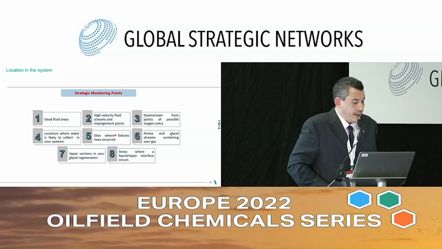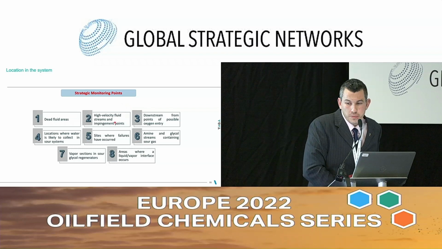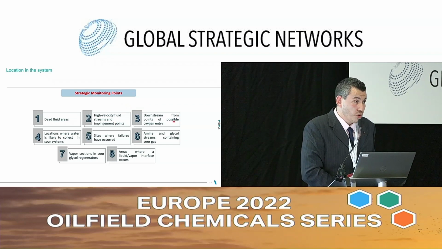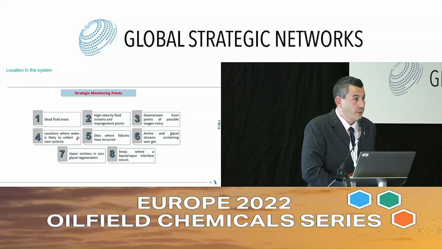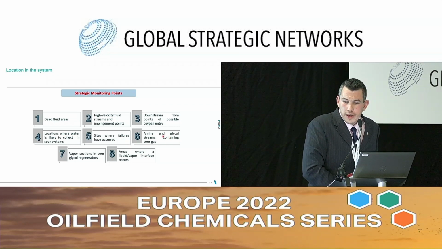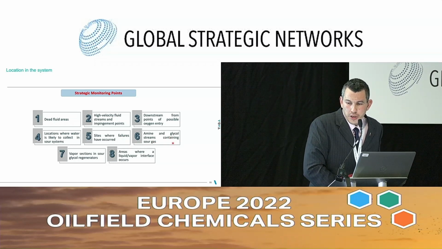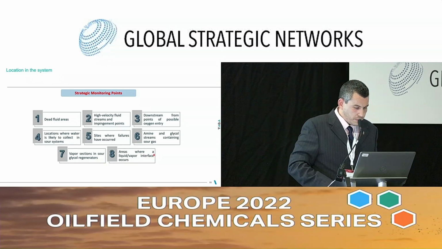As a general guideline, we want to install them where we have dead fluid areas, high velocity fluid, downstream of points of possible oxygen entry, locations where water is likely to collect in sour systems, sites where failures have occurred already, amine and glycol streams containing sour gas, vapor sections in sour glycol regenerators, and areas where a liquid or vapor interface occurs.